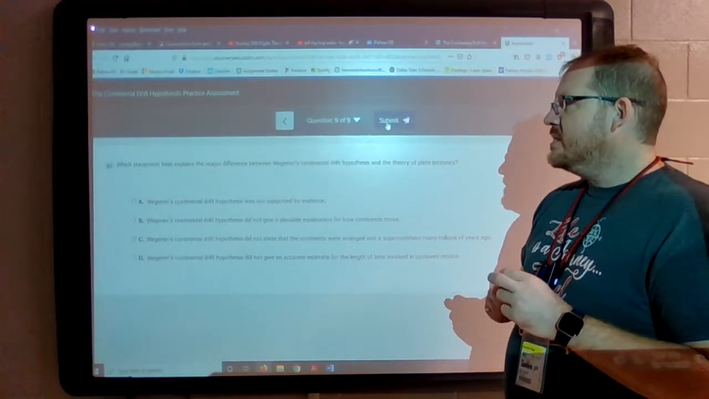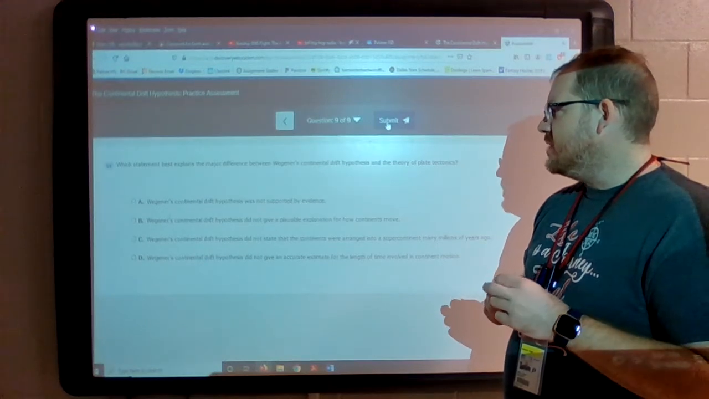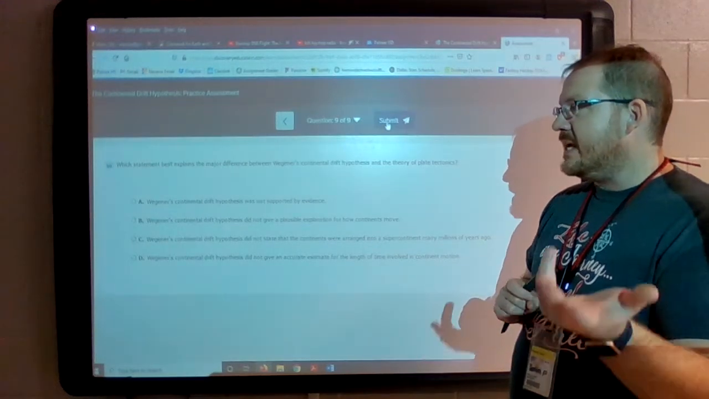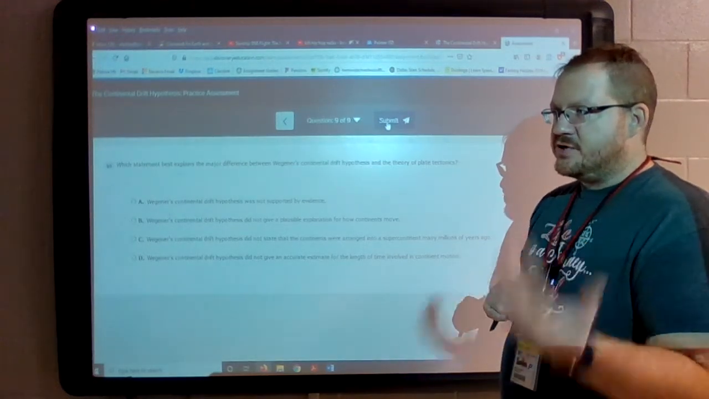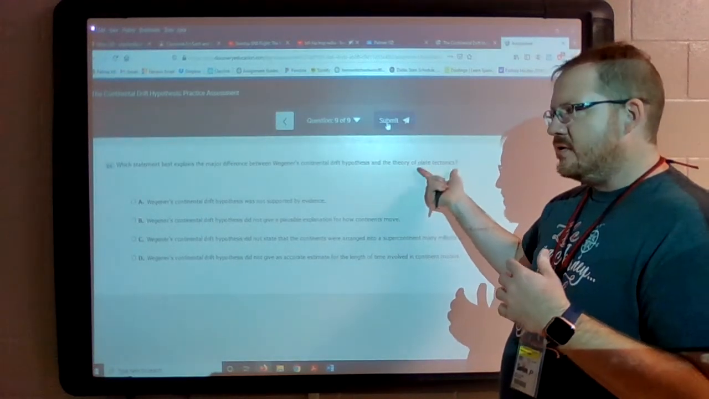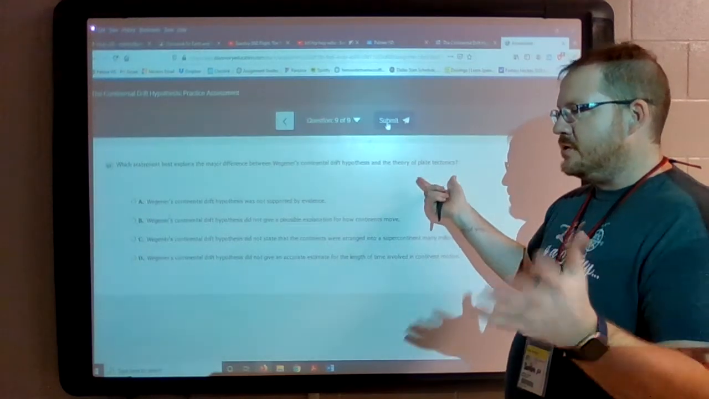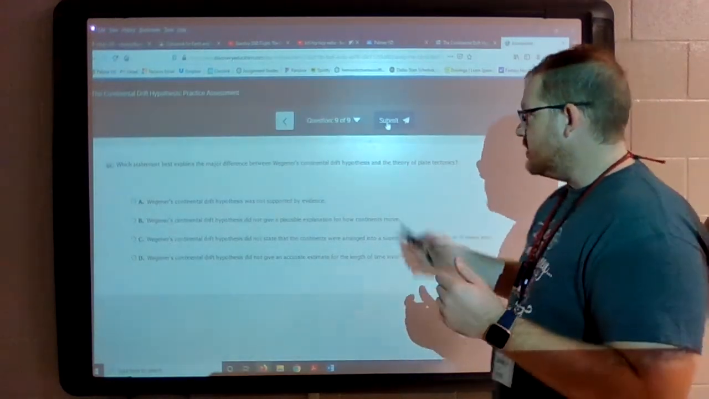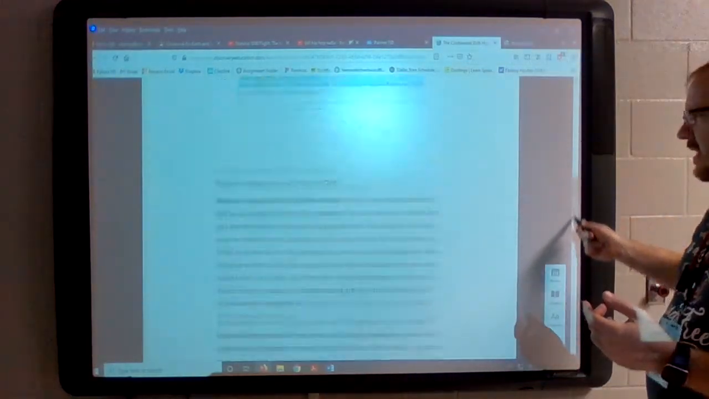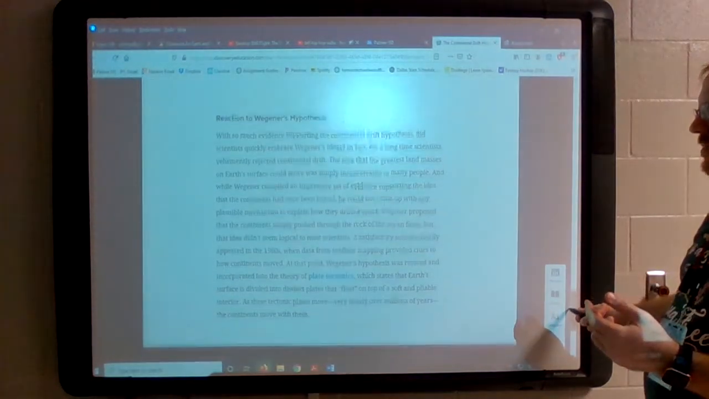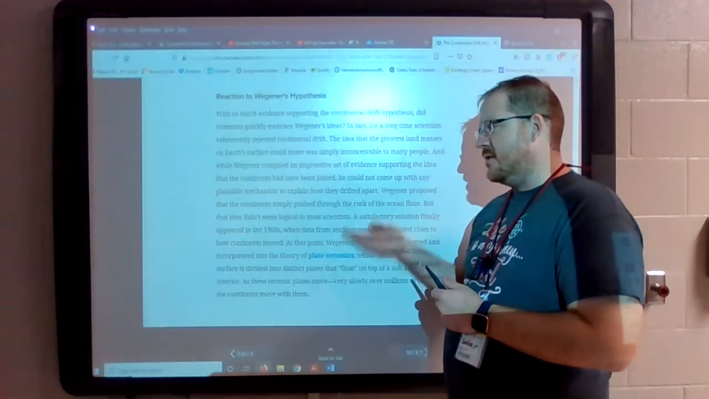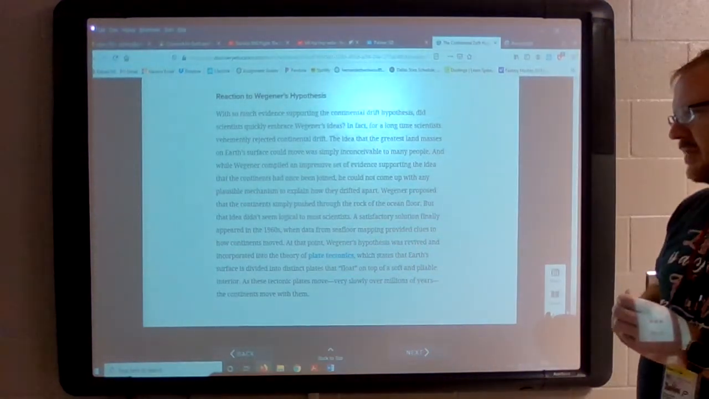And then number 9, which statement best explains a major difference between Wegener's continental drift hypothesis and the theory of plate tectonics? So again, they've already asked this question a little bit, so you should have a good understanding of the answer. But what's the difference between the currently used plate tectonics, which we haven't really gone over yet, but they do describe it, and Wegener's continental drift hypothesis? So if you come back over here, that's going to be in that very last section towards the bottom part of the page. In reaction to Wegener's hypothesis, they talk about plate tectonics, and they'll talk a little bit about what some of the main differences are.